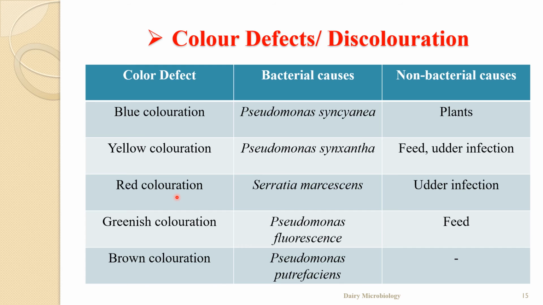Red coloration by the growth of Serratia marcescens in milk or milk products, or if the mammal is suffering from any other infection, then the milk of that mammal will contain blood, and due to the presence of blood cells in milk, it results in red coloration. Greenish coloration by the growth of Pseudomonas fluorescens, or due to the feed of the animal. Brown coloration due to the growth of Pseudomonas putrefaciens. So different types of discoloration occur, either by the growth of different bacteria, or due to different non-bacterial causes.